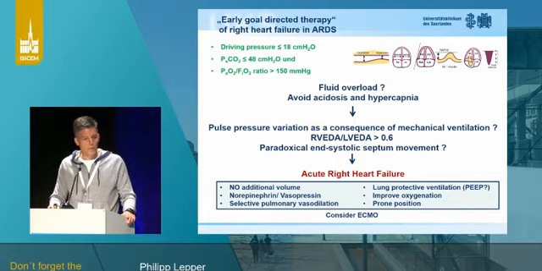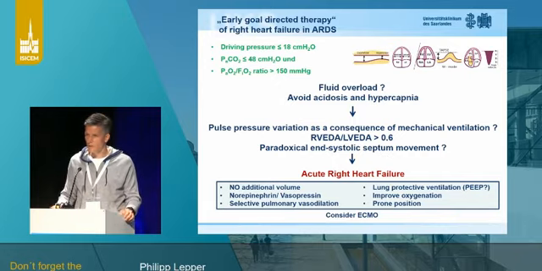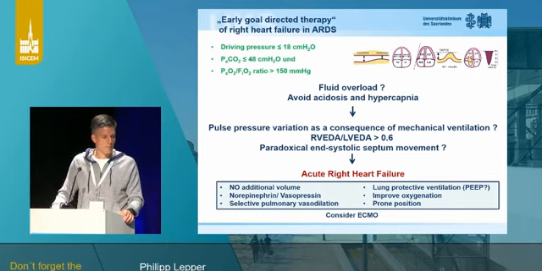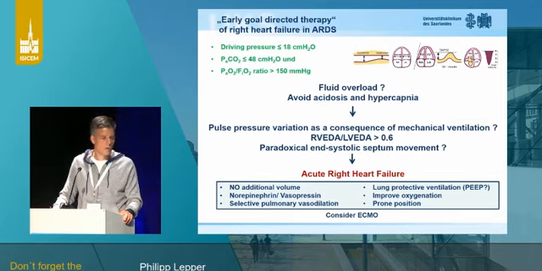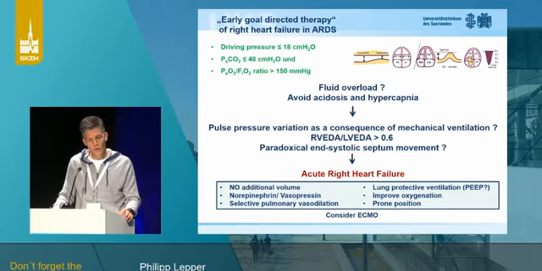To already sum up, if the patient is at risk for right heart failure, keep the driving pressure below 18. I mean, that's something we should do anyway. Decrease the CO2, improve the oxygenation. We heard a lot of good ways to do so in the previous talks. Avoid acidosis and hypercapnia. And don't fluid overload the patient. Assess with, for example, echocardiography. Don't give additional volume in overt right heart failure.